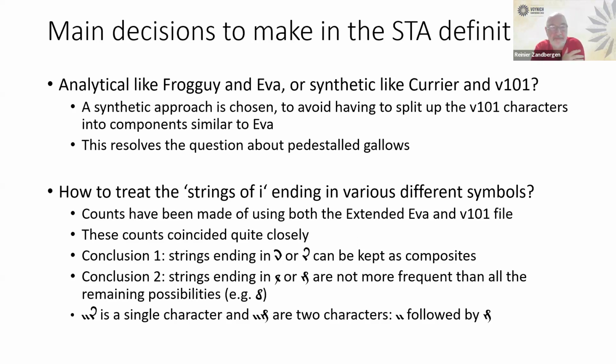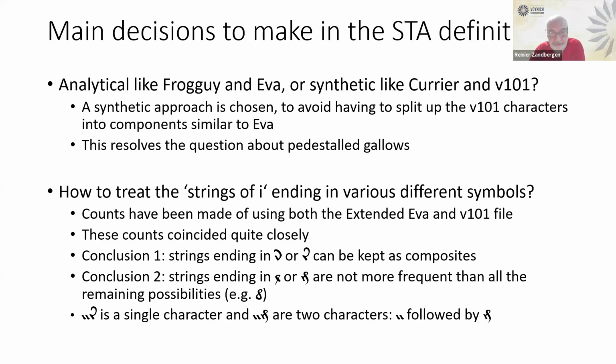Now, to set up this alphabet, several decisions had to be made. Should it be analytical, like Froggy or Eva, or should it be more synthetic, like Courier and V101? It was decided to go for a synthetic approach, which was simply easier. It means it wasn't necessary to decide how to split all the V101 characters into its own components, similar to Eva. And by deciding this, the question of all the pedestal gallows and the possible ligatures of characters was resolved. Each and every single one would get its own code.